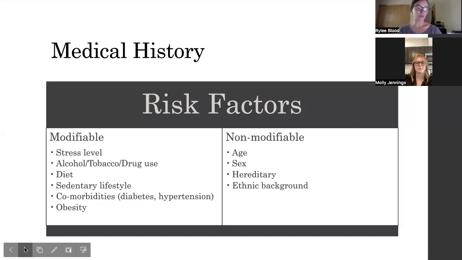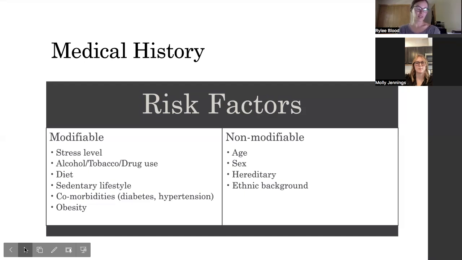A few non-modifiable risk factors include your age. An increase in age will increase your risk as well. Men start at 45 years old and above, they have a greater risk, and then women 50 years and above have an increased risk. The sex that you were obviously born with affects it as well. Biological men are at an increased risk rather than biological women.